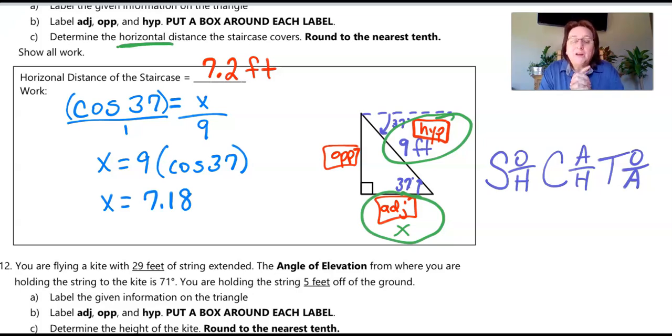Ladies and gents, we have worked out some problems that used sine or cosine or tangent. We've talked about the angle of depression and the angle of elevation. Now it's your turn. During class, you're going to finish this up and ask questions when you have them.